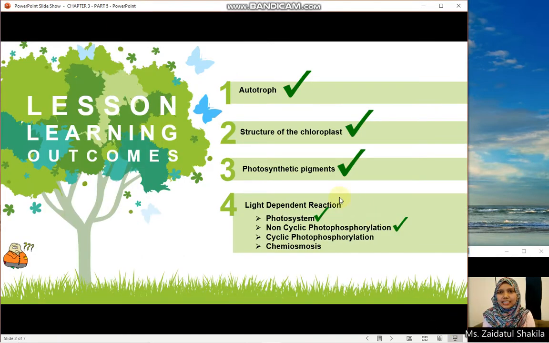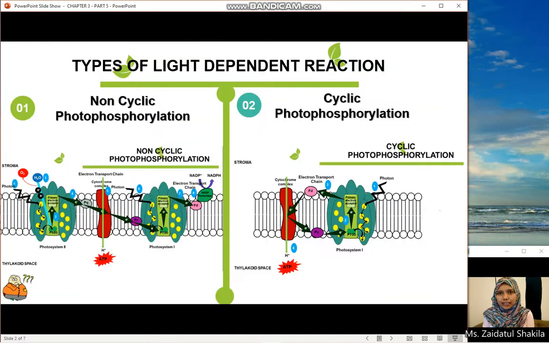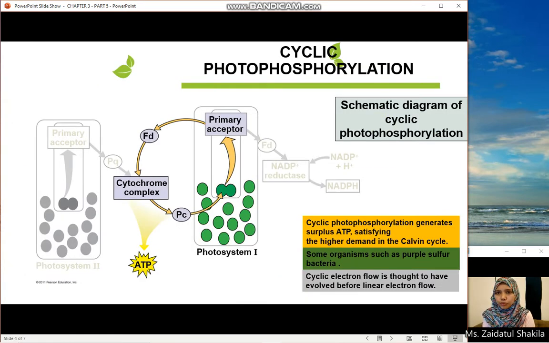We're still discussing learning outcome number 4, light dependent reaction. So let's discuss the second type of electron flow in light dependent reaction, which is the cyclic photophosphorylation. This is the schematic diagram of cyclic photophosphorylation.